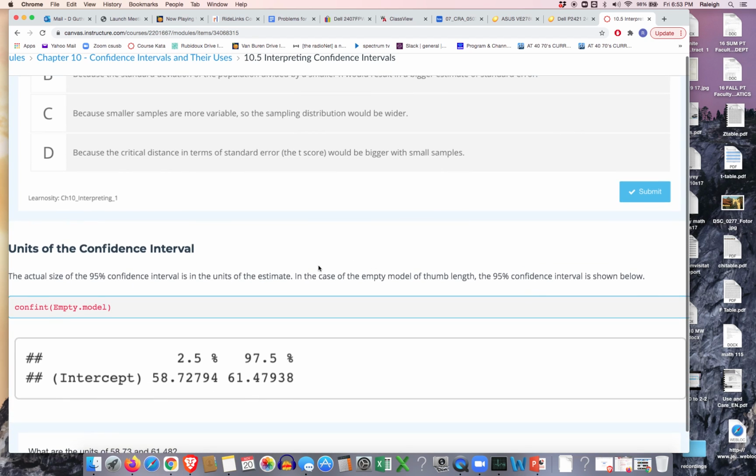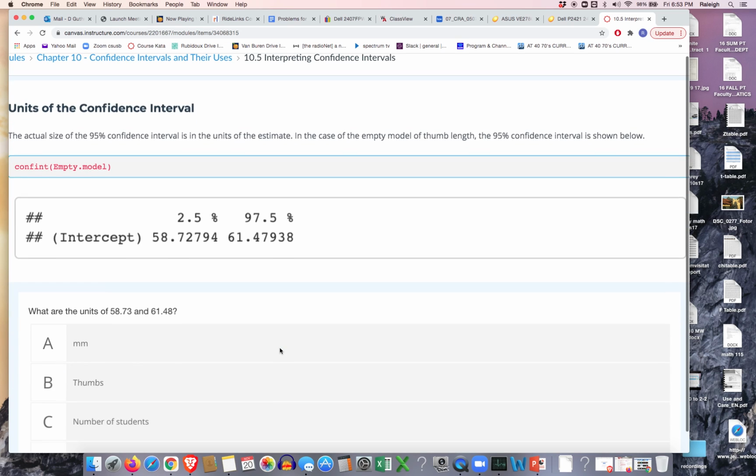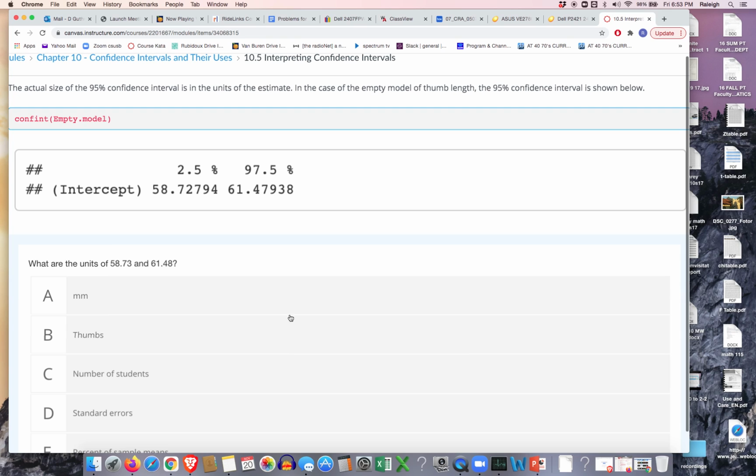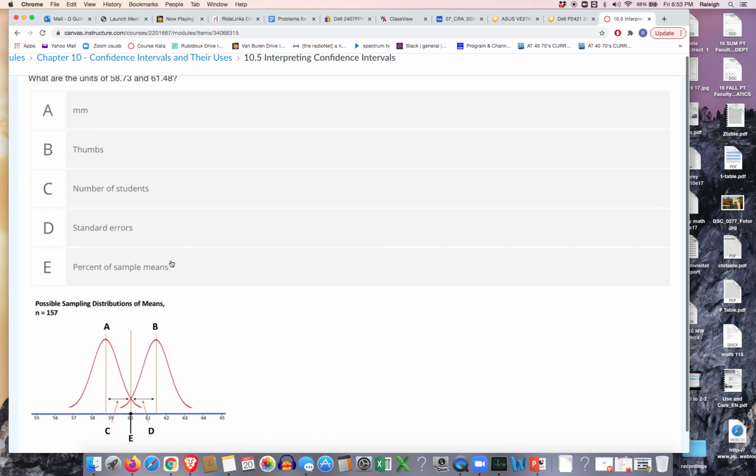Units of the confidence interval. The actual size of the 95% confidence interval is here. We've already found that. Lower 2.5% and then upper 2.5% represented by the bottom 97.5%, by the way, and that's your confidence interval right there. What are the units? Well, of course, we were talking about thumb length. So, no, the units are not thumbs, they're not number of students, they're not standard errors, not percent. No, we're still back at millimeters. That's kind of a trick question.